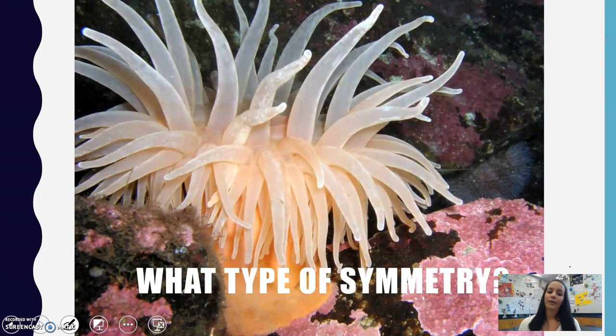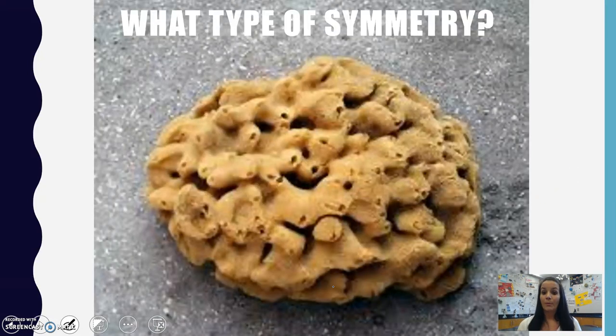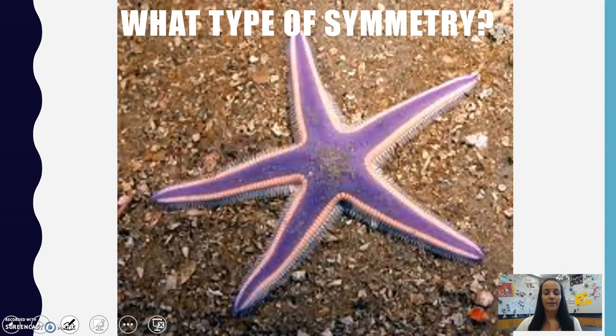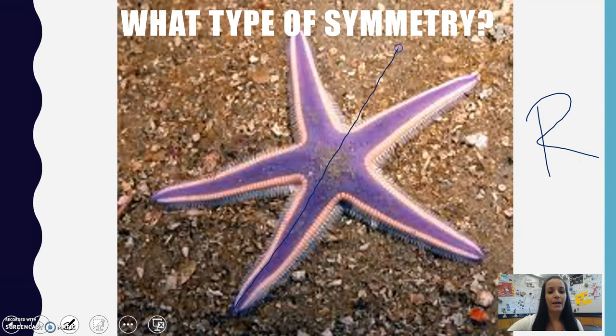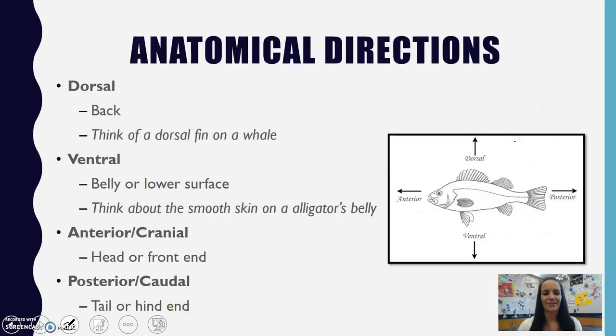So let's quiz. What type of symmetry? This is radial. This one, bilateral. You can only split down the middle. Remember, sponges are asymmetry. No matter how you cut that, even if it kind of looks symmetrical, it is not. Once again, right down the middle, right? Bilateral. And this one, this is kind of tricky. This is actually radial. So you could divide this way, this way, this way, this way, or this way, and it's still going to be equal on all sides.